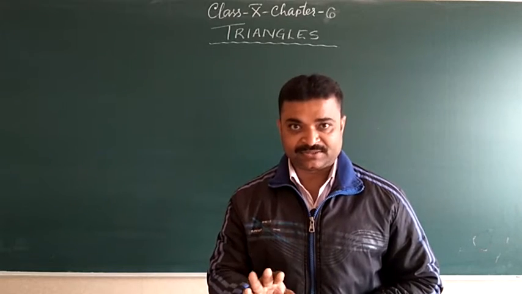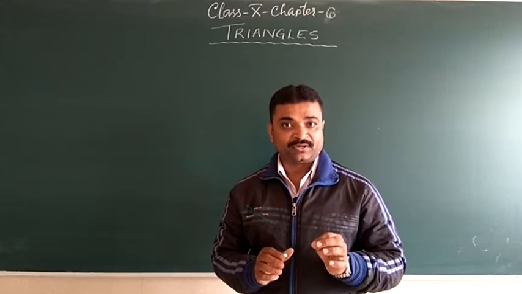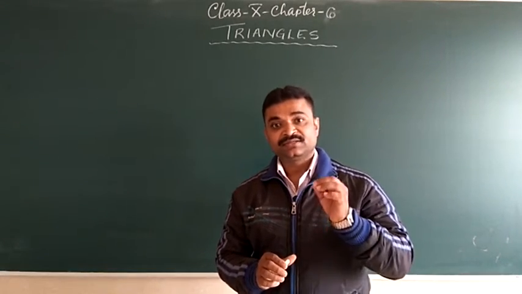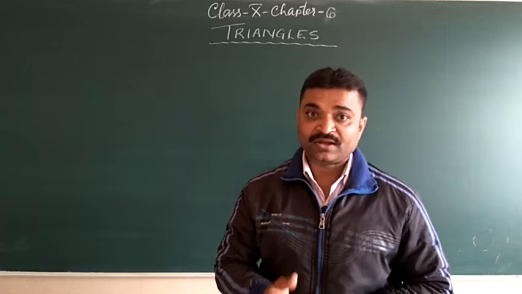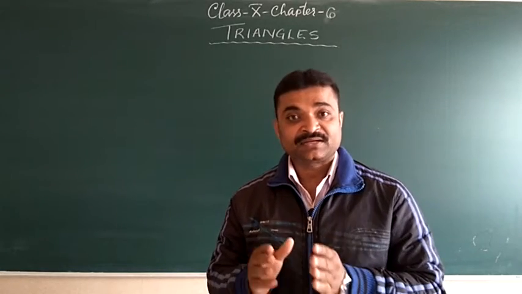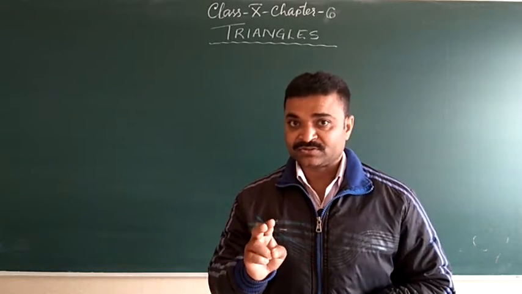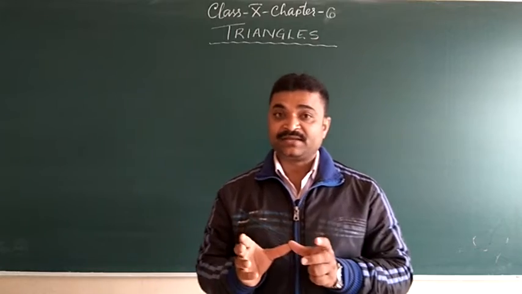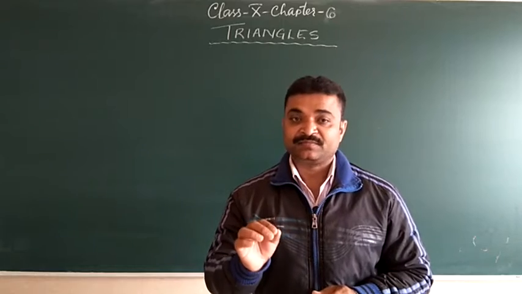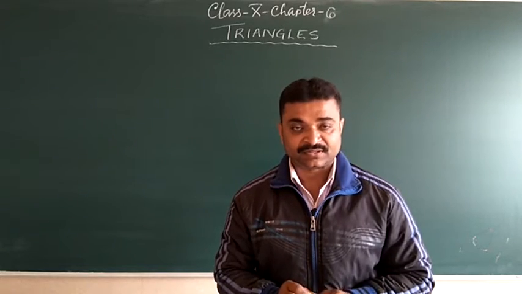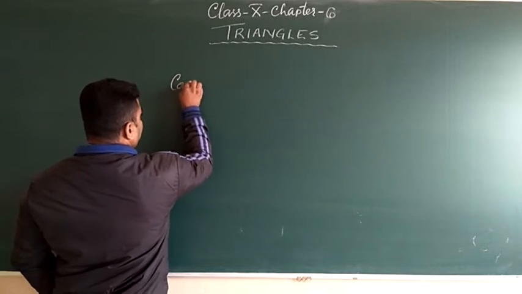Clear? You know these things. Two triangles are said to be congruent if they are the same in shape and size. In this chapter, we are going to study similar triangles, or similarity of triangles. What are similar triangles? Two triangles or two shapes which are the same in shape but not necessarily the same size. Clear?